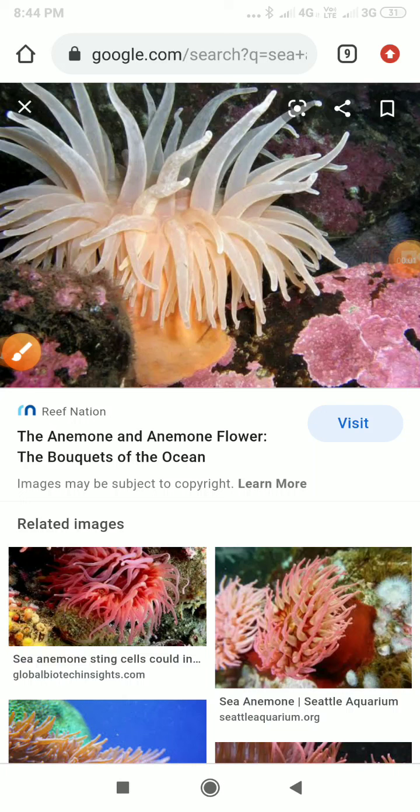Good morning, children. Now we are going to learn about another method of asexual reproduction, that is fragmentation. So what is fragmentation? The body of the parent organism splits into many fragments, and each fragment develops into a new organism. It is capable of developing into a new young organism and leads a separate life. So this is called fragmentation.